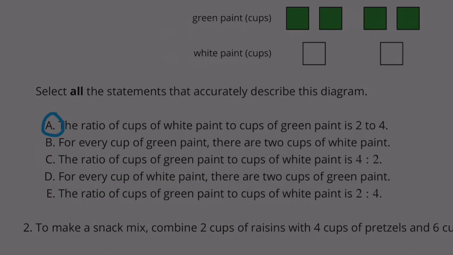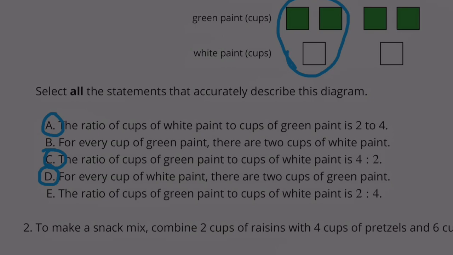C. The ratio of cups of green paint to cups of white paint is 4:2. So there's 4 cups of green paint, 2 cups of white paint. So that is true. D. For every cup of white paint, there are 2 cups of green paint. So for every cup of white paint, there are 2 cups of green paint. That is true.